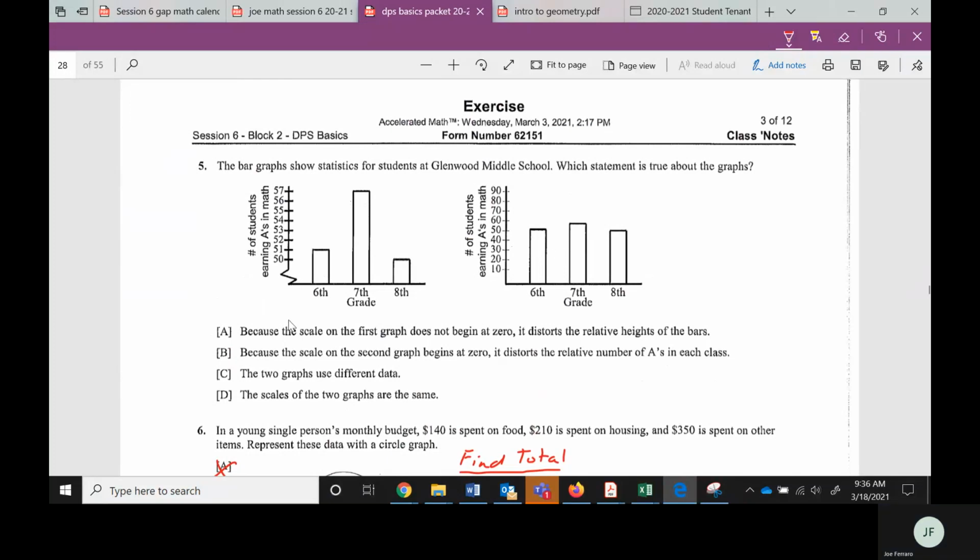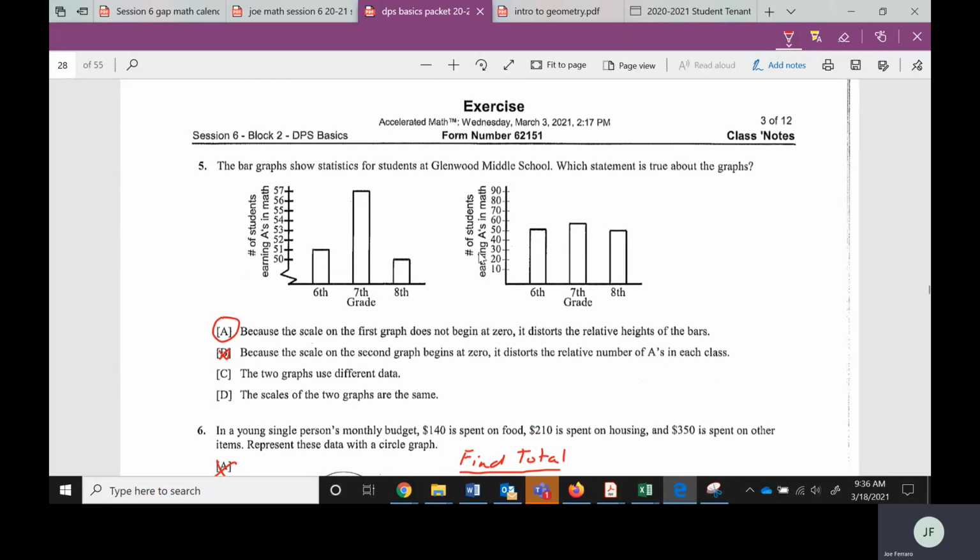Okay, so because this is actually true, because the scale of the first graph does not begin at 0, it distorts the relative heights of the bars. Relative heights mean comparative to each other. So it's not over twice as much or 3 times as much. And again, if you look at the second graph, it does not distort, so that's not true. The 2 graphs use different data.